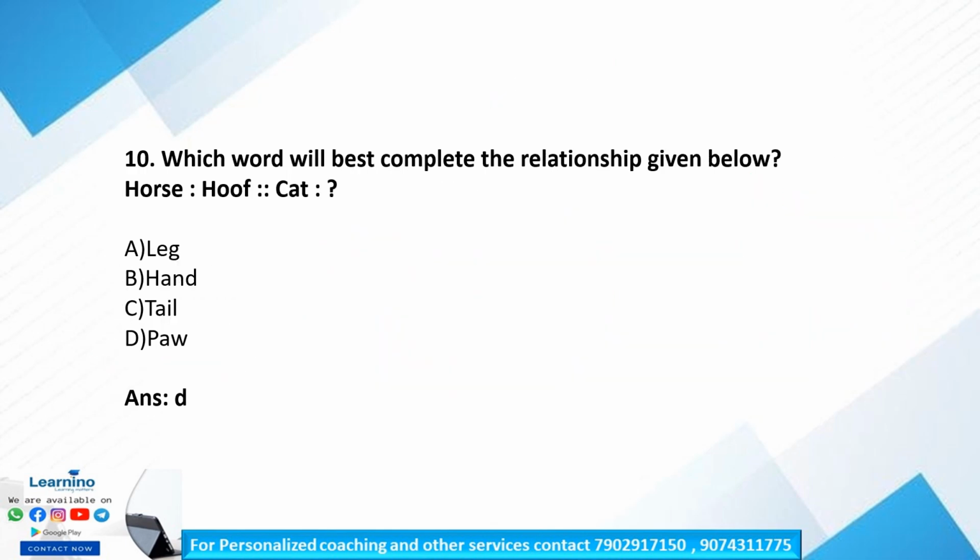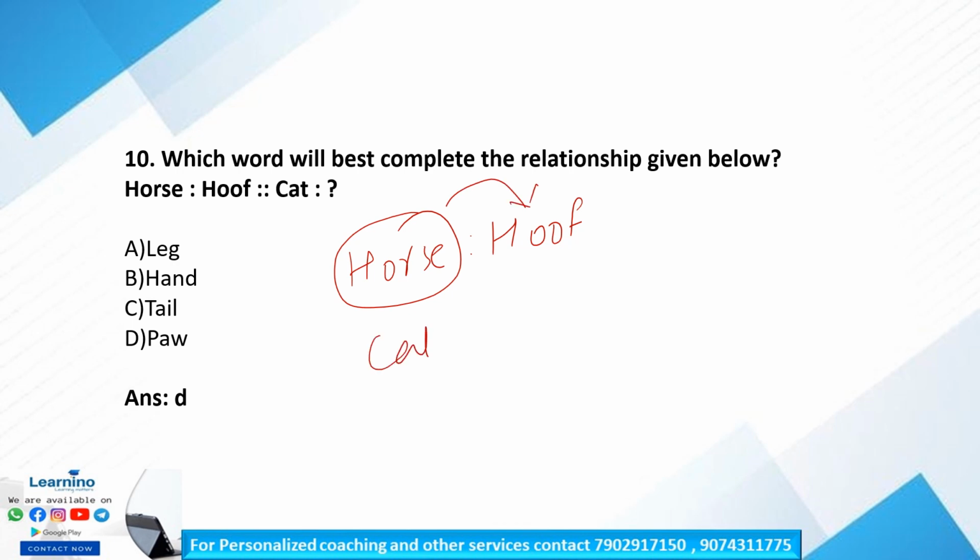So question number 10, which word will best complete the relationship given below? Okay, so we have been given horse and hoof. For horse, it is hoof. For cat, it is what? Is the question. Okay, so for human, it is foot. We can say it as foot, right? Like that, for horse it is hoof. Then for cat, what will be that? It will be called as paw.